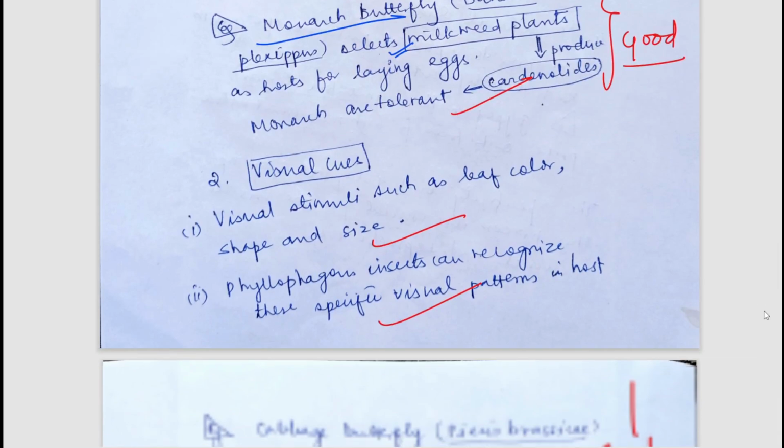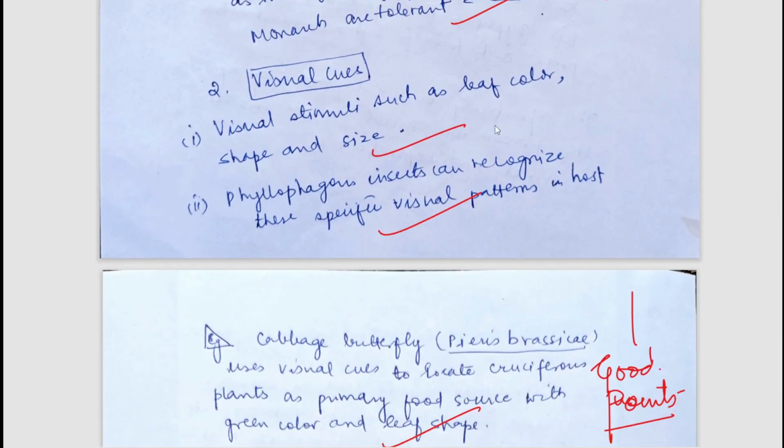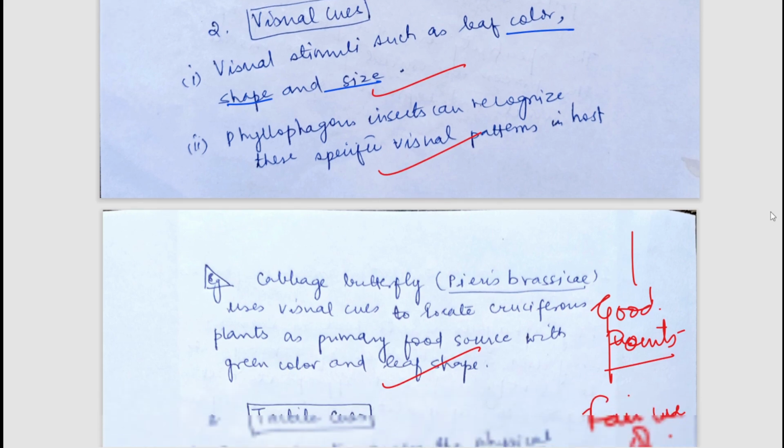Secondly, visual cues can be used, as every insect, especially phallophagous insects, has a kind of attraction towards some color, structure, or shape. If that color, shape, and size is preferred by the insect, it will go to it. If it is not preferred, it will not select the plant. Okay, for example, the cabbage butterfly has been mentioned. As the name suggests, it likes cruciferous plants, such as cabbage and broccoli, so it will select those types of plants.